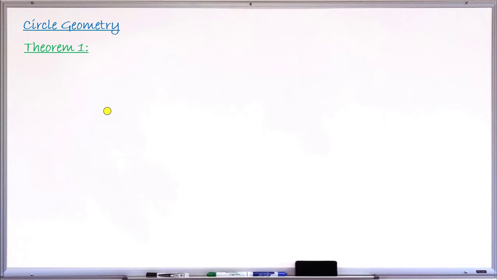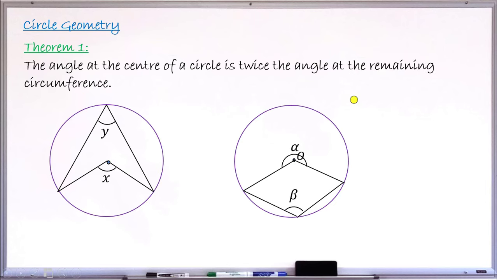My dear student, in this main topic, that is circle geometry, you will be dealing with theorems. It is those theorems that we learn and use as tools in order to solve the problems in this circle geometry. So we are starting with the very first theorem, that is theorem 1. And theorem 1 simply says the angle at the center of a circle is twice the angle at the remaining circumference. Let me just use these two drawings in order to explain this theorem.